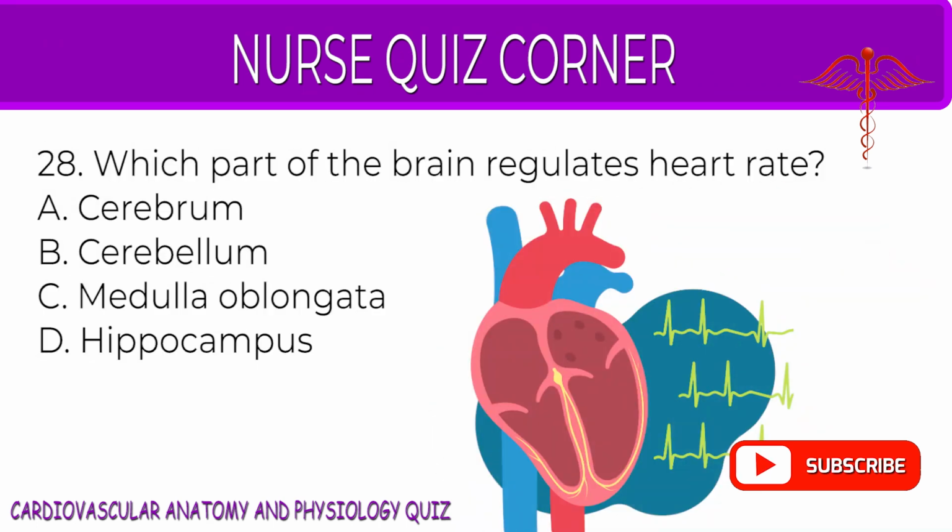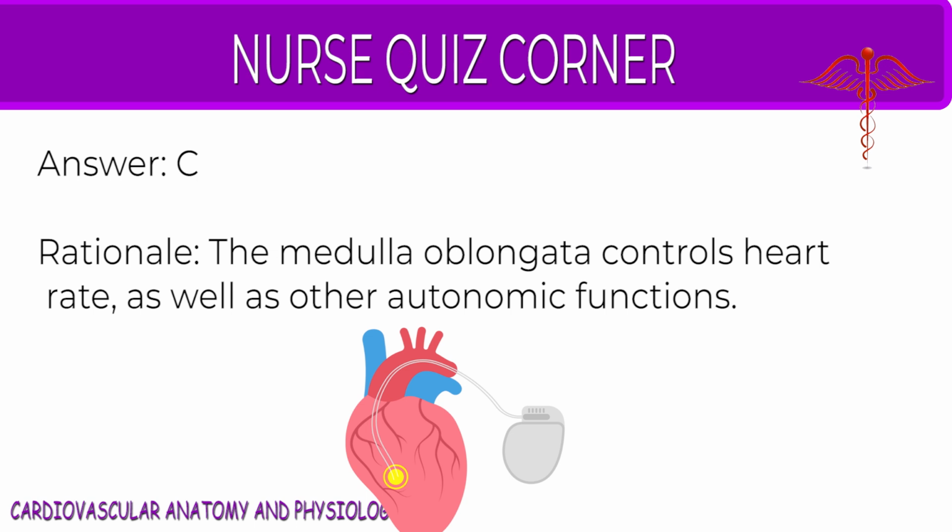28. Which part of the brain regulates heart rate? A. Cerebrum. B. Cerebellum. C. Medulla oblongata. D. Hippocampus. Answer C. Rationale. The medulla oblongata controls heart rate, as well as other autonomic functions.